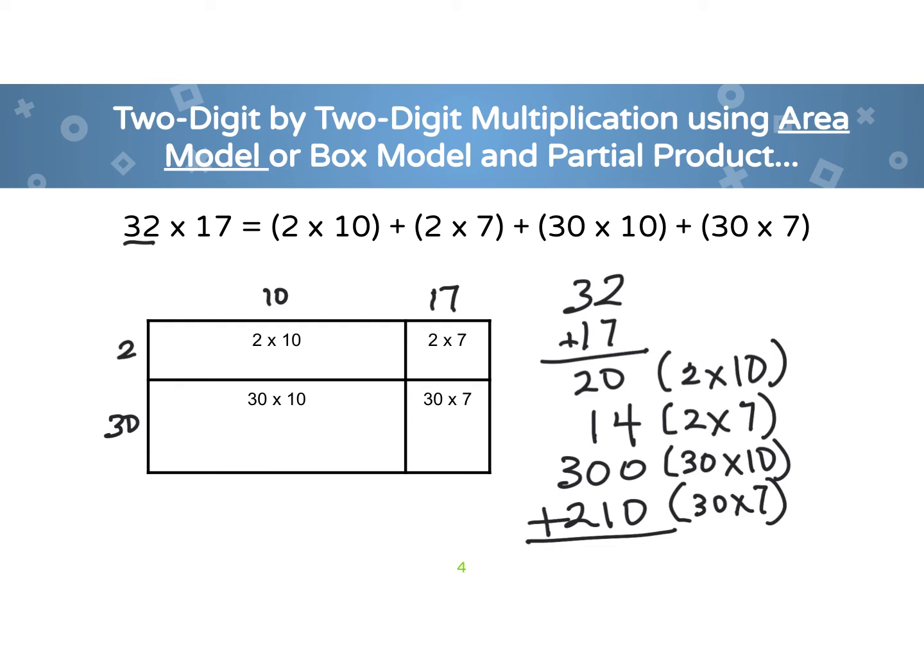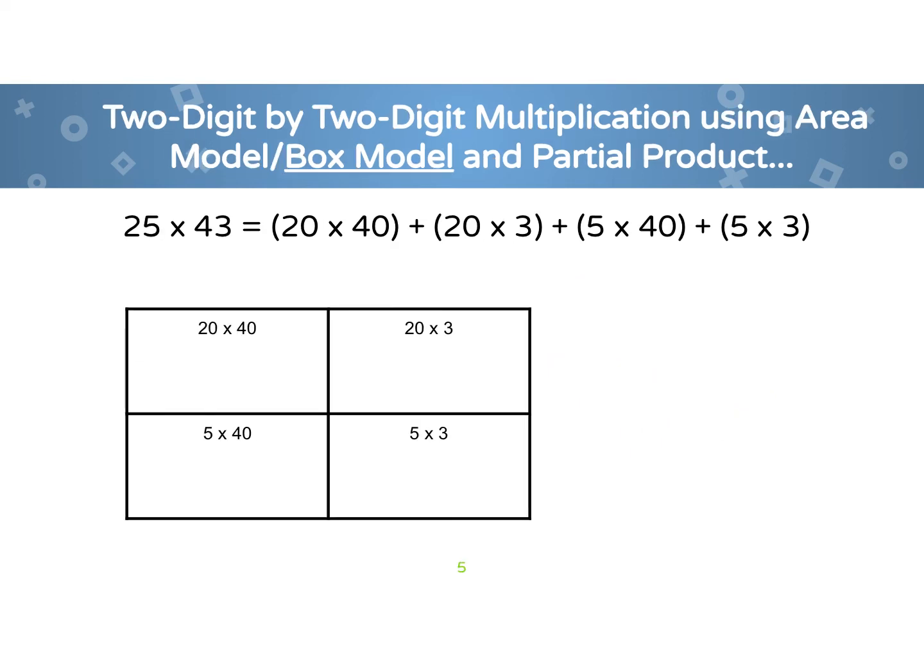Okay, so if you do the partial product, you're going to get the same amounts that you had in the other boxes: 20, 14, 300, and 210. So you would get the same answer as you did in the other model.